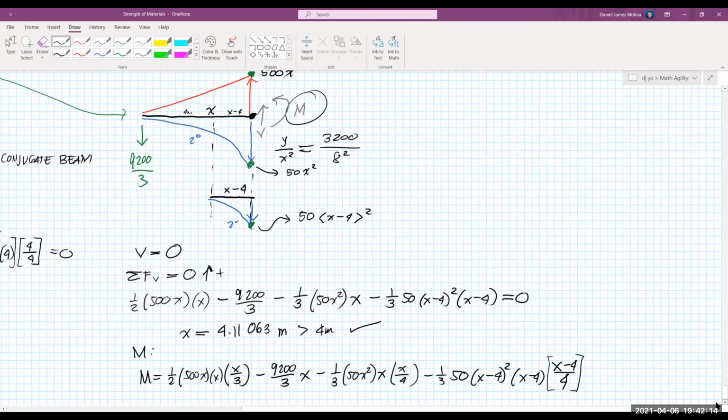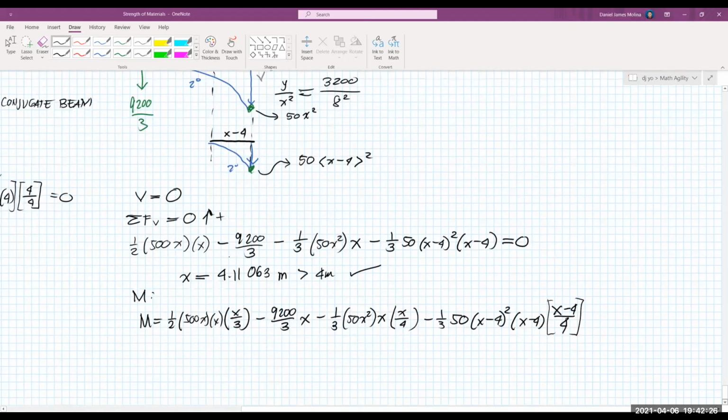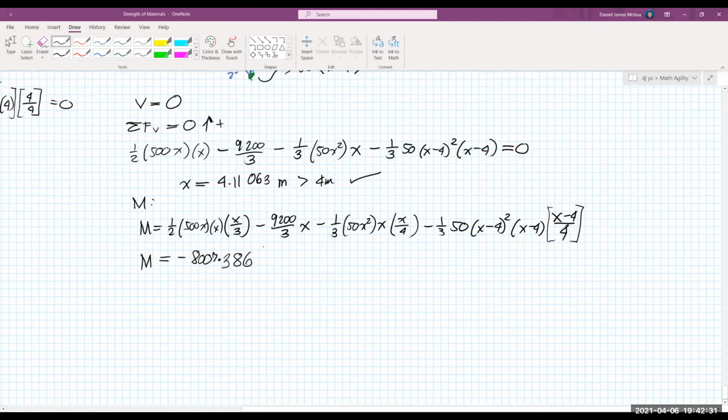This is the lever arm for the smaller spandrel. So the value of the moment here is approximately negative 8007.386, since it's a decimal value. From there, we can solve for our maximum deflection.